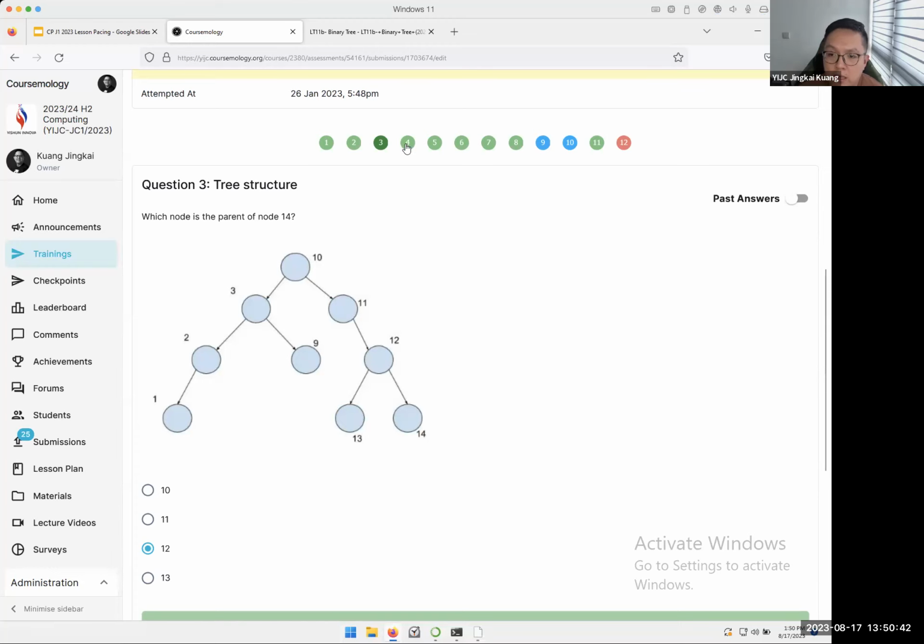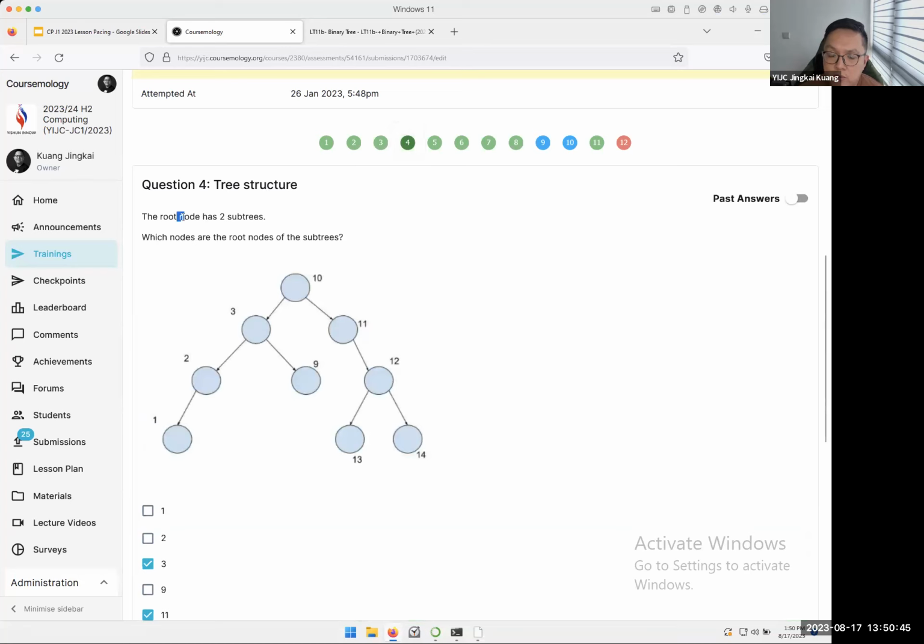Question 3. Root node has two subtrees. Which nodes are the root nodes of the two subtrees? So the root node is 10. 10 has two subtrees because one side goes into 3, one side goes into 11. If you segment it out, number 3 will form the root of the left subtree, and number 11 will form the root of the right subtree. So from 10 branch out, you have two subtrees, so I can just draw the line, flow my mouse down like that. So 3 and 11.